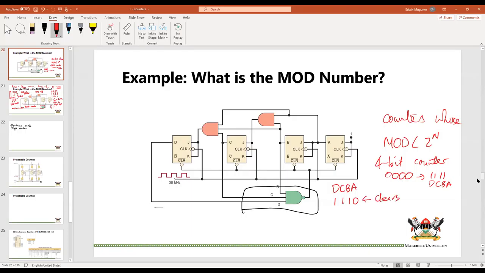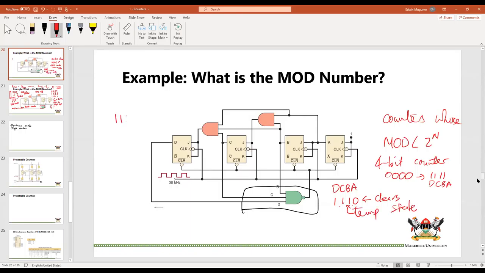What happens is that you have DCB as 111 going through this NAND gate, making this NAND gate output 0. And that 0 goes into the active low clear inputs of the flip-flops, clearing everything back to 0000. So we call this a temporary state.